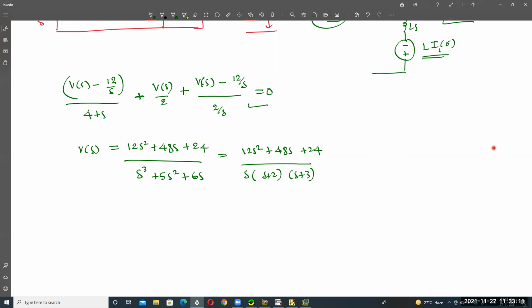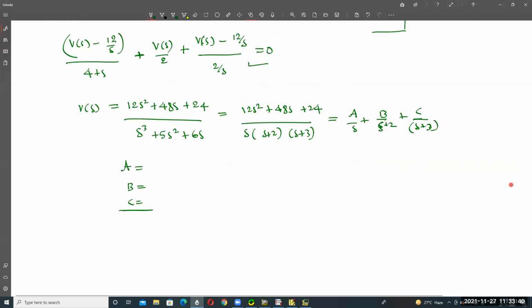So this can be divided like this by using partial fractions. For example, this is equal to A by s plus B by (s + 2), and then C by (s + 3). By using partial fractions, find A, B and C.